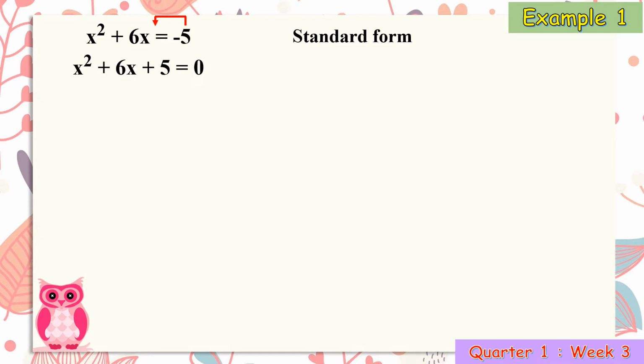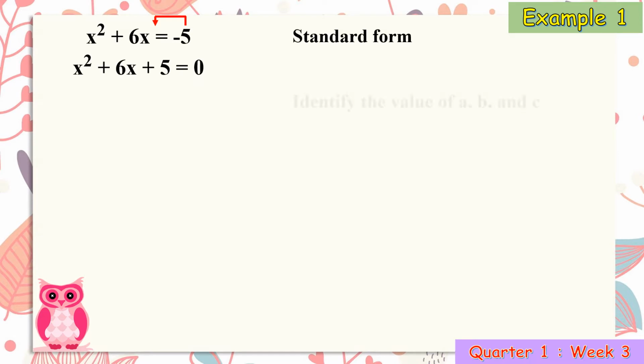Let us have the first example. Let us solve x squared plus 6x is equal to negative 5. Again, we have to write the given quadratic equation into its standard form. So we have to move negative 5 to the other side of our equation so that the standard form of the given quadratic equation now will be x squared plus 6x plus 5 is equal to 0.